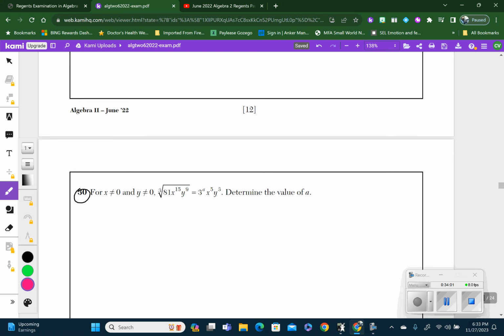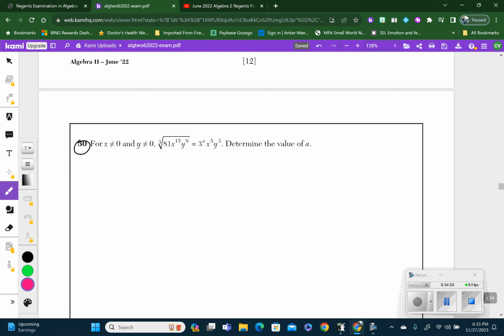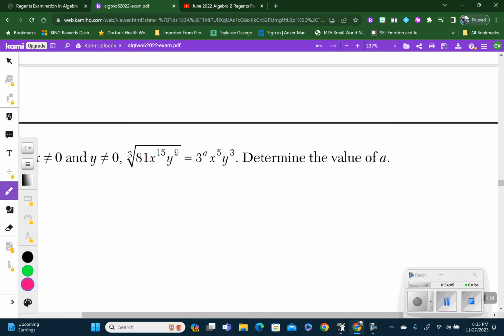Skip 29. Number 30. This is determining the value of a. So remember, this is like the opposite of what I did before with the first question. So I'm going to rewrite this as 81, and then this is my root. So radicals go on the bottom. There's no exponent, there's an imaginary 1, so I can rewrite this as 81 to the 1/3. And then I have x to the, right, this is to the 15th power.